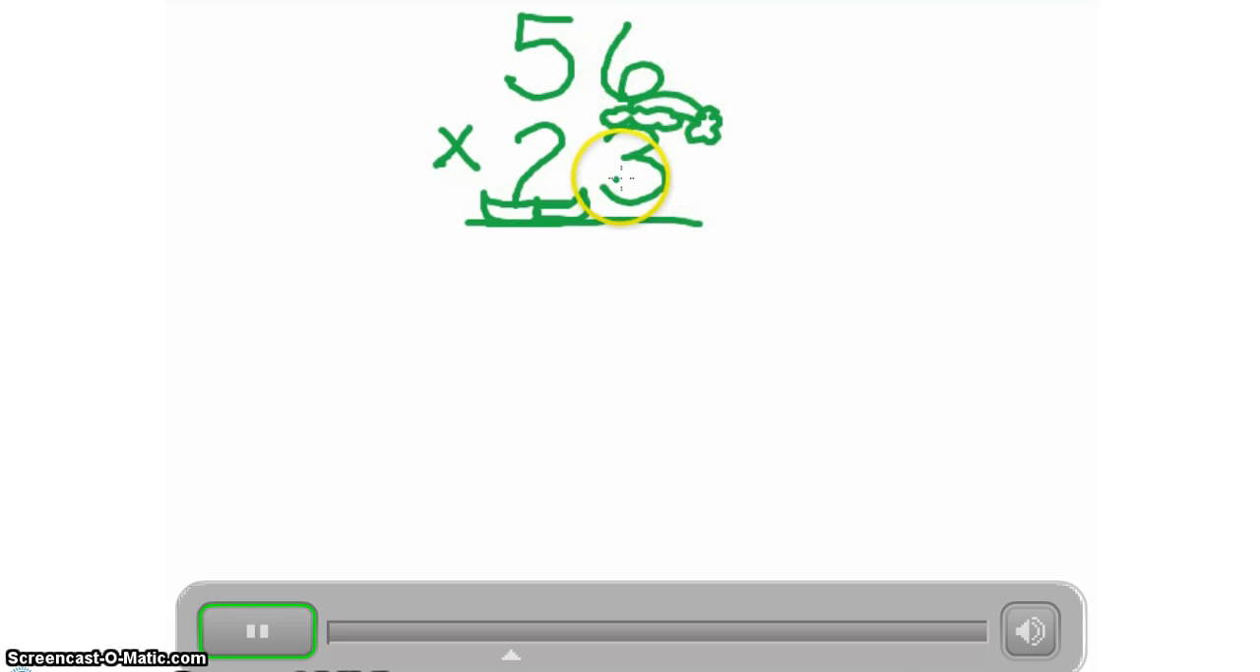Okay, it's Christmas Eve again. Santa's got to go out and deliver presents. Santa always goes to the first house, the closest house first. So 3 times 6 is 18. Just like when we're regrouping with addition, we're going to move this 1 up here above the 5. And the next house he goes to, 3 times 5 is 15. Plus this 1, so 15 plus 1 is 16.